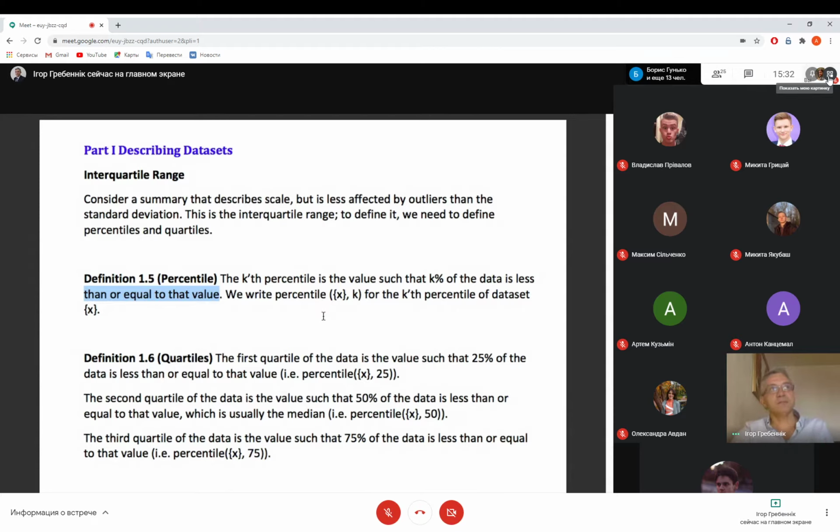This is a characteristic of a data set: the percent or number percent of the data which is less than or equal to a fixed value. And to write this k-th percentile, we will use such designation, the data set and the k number of percents.